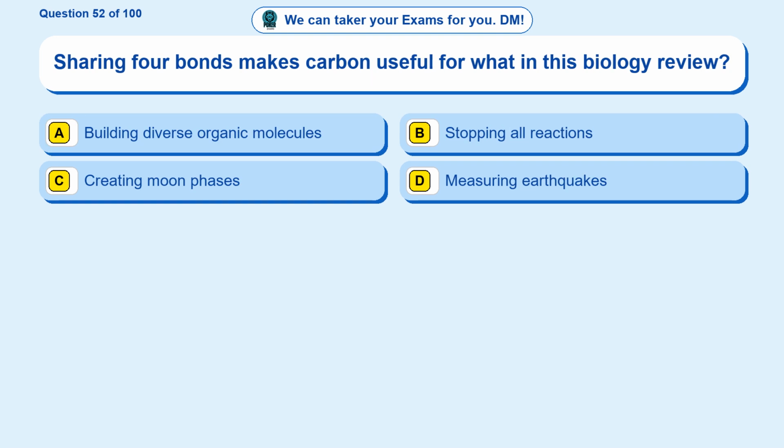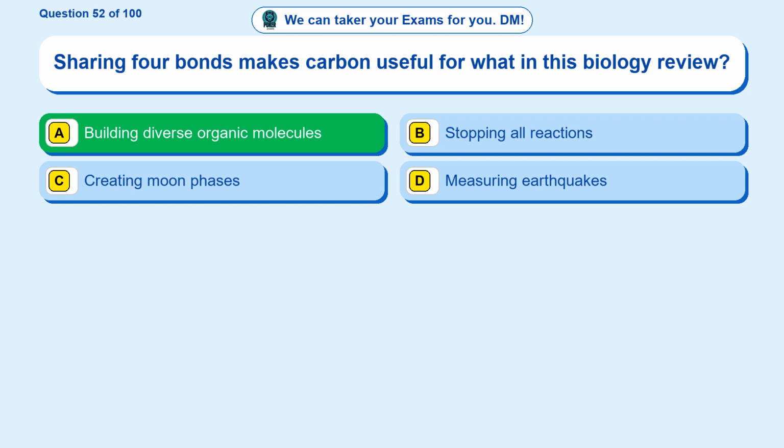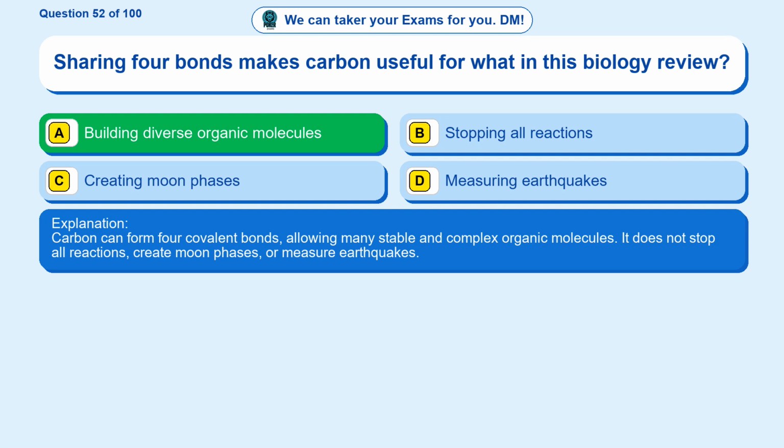Question 52. Sharing 4 bonds makes carbon useful for what in this biology review? Option A, building diverse organic molecules. Option B, stopping all reactions. Option C, creating moon phases. Option D, measuring earthquakes. The correct answer is option A, building diverse organic molecules. Carbon can form 4 covalent bonds, allowing many stable and complex organic molecules. It does not stop all reactions, create moon phases, or measure earthquakes.